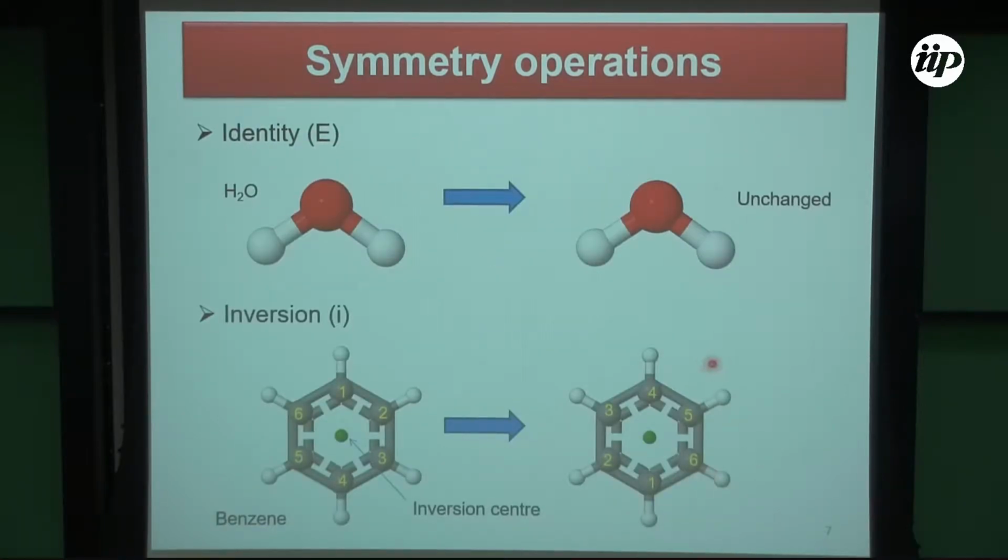Okay, so identity. For example, we have this water molecule, okay? And if you just leave it, it's unchanged. So in every group we will see, the identity is something that is there with everything, okay? It's just, don't touch it. This is one symmetry operation. It's the fundamental one. Then you have the inversion, okay? Which is, you have an inversion center, and you just multiply all the coordinates which are centered in this inversion center by minus one. So if you do an inversion in this benzene molecule, okay, one goes to four, four goes to one, and so on, but it looks the same after. So this is the inversion.